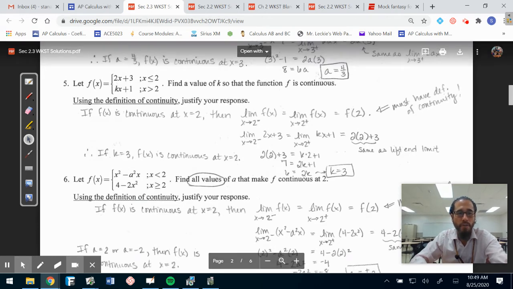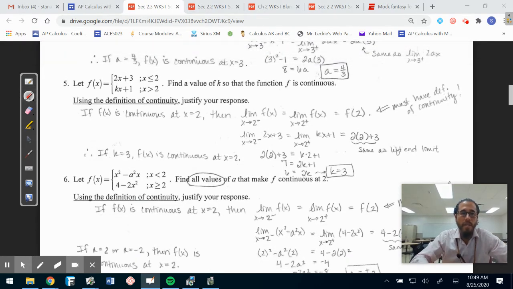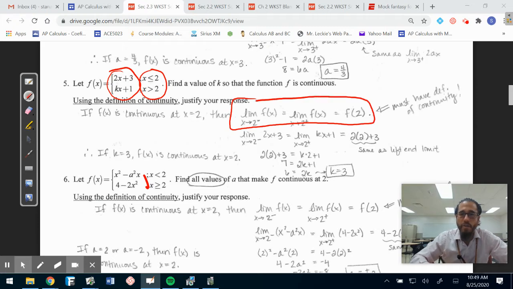Number 5, hopefully you're working on these at home. Let's see. This is a line and a line, right? That's what we're dealing with here. So the question is, do they connect at 2? Once again, definition of continuity. These should be in parentheses, because you're taking the limit of the quantity. K is equal to 3.